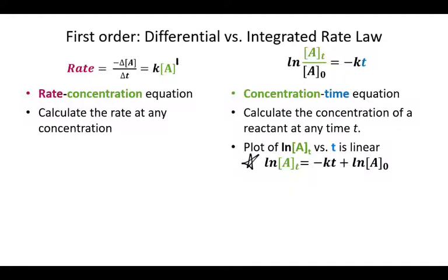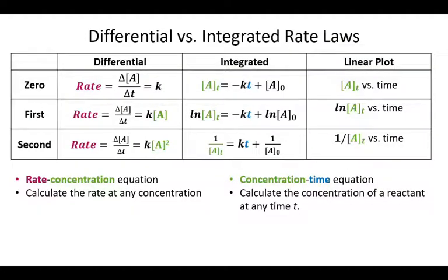And what we see here is that we have a linear equation, that this fits the form of y equals mx plus b. So if we were to graph the natural log of concentration at some time versus time, we would expect to see a line with a negative slope, and that slope would be negative k. Rate constants are always positive, so the slope would be negative k. Okay, and so this equation will allow us to calculate the concentration at any time, or the time where we have a particular concentration.